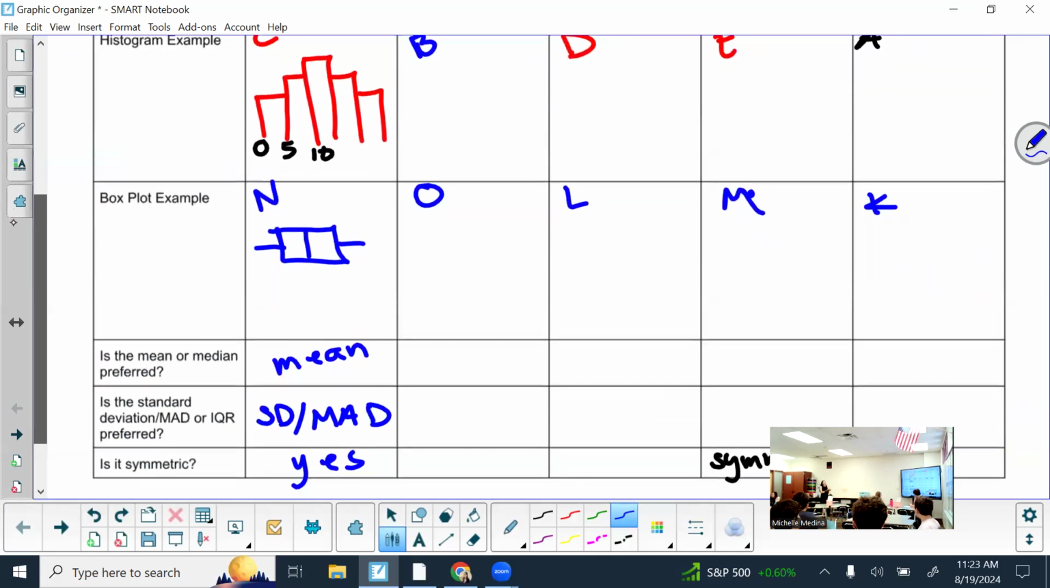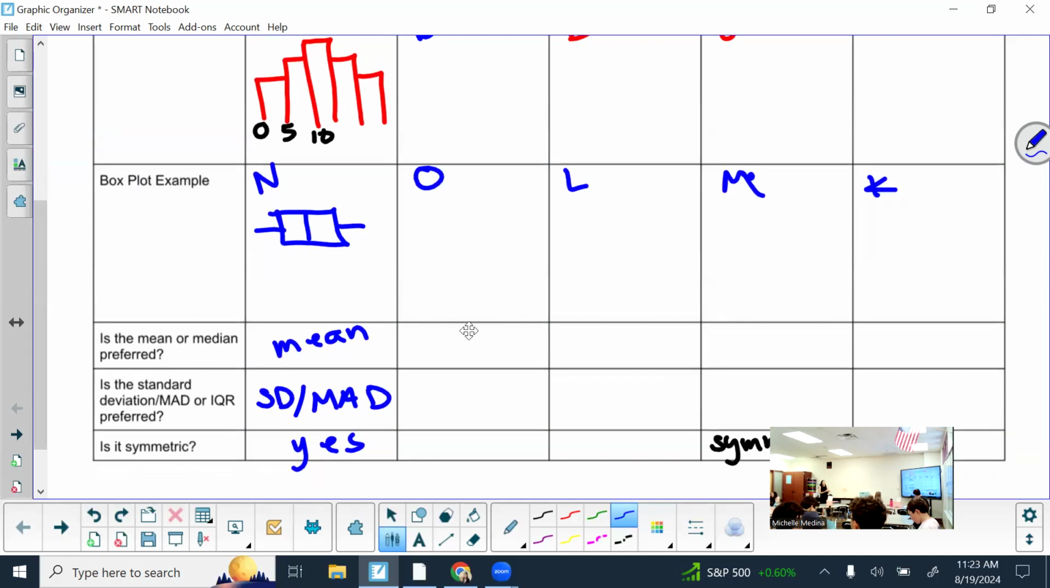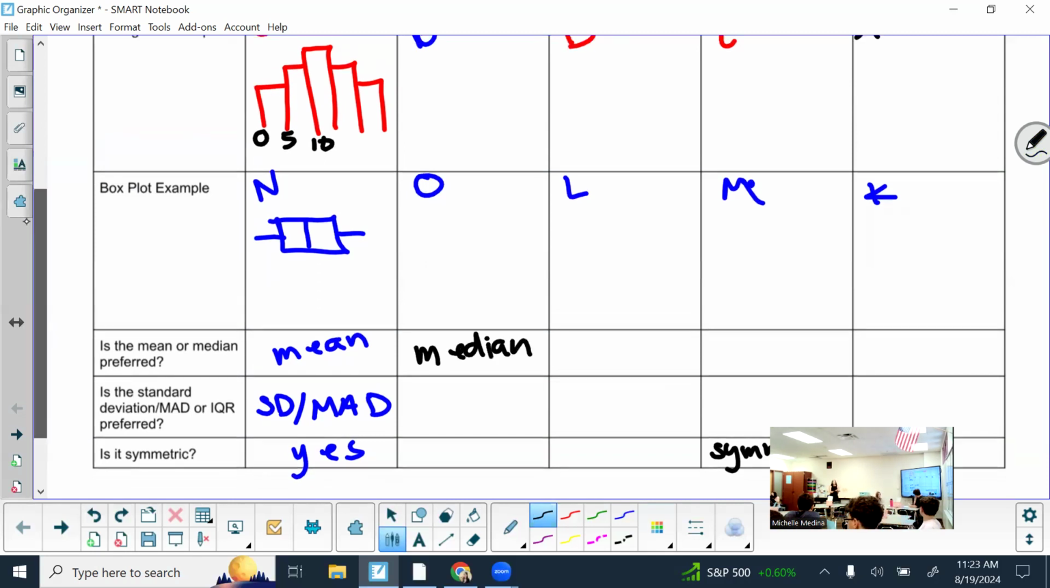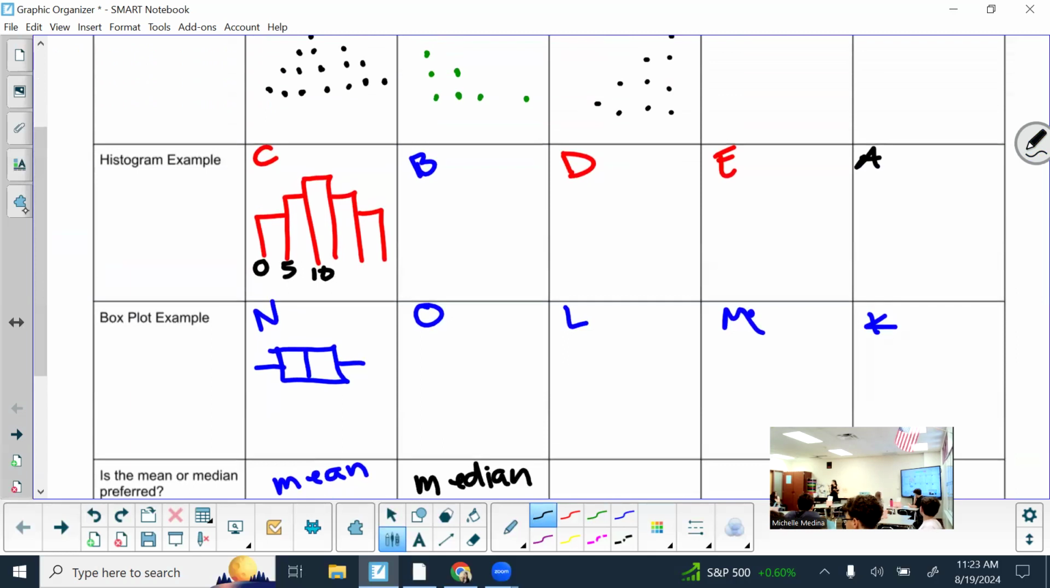Charles, mean or median when it's skewed right? Median. Because the outliers pull it in that direction. So that's why we prefer the median. Outliers really affect the mean.